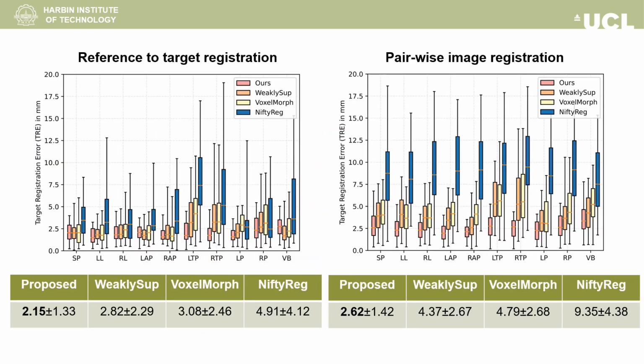The reference mesh and the ground truth meshes are generated by applying marching cubes on the segmentation labels. The mesh vertices were manually labeled into 10 categories. The center of each part is marked as the target point. The registration results are compared with the weakly supervised method, also named DEDGE, VoxelMorph and NiftyReg. It indicated that the proposed method achieved a smaller TRE in both the reference to target registration and the pairwise image registration.